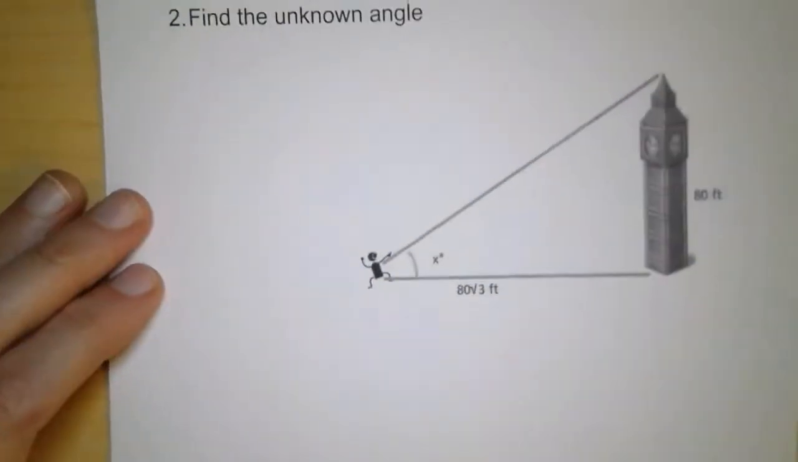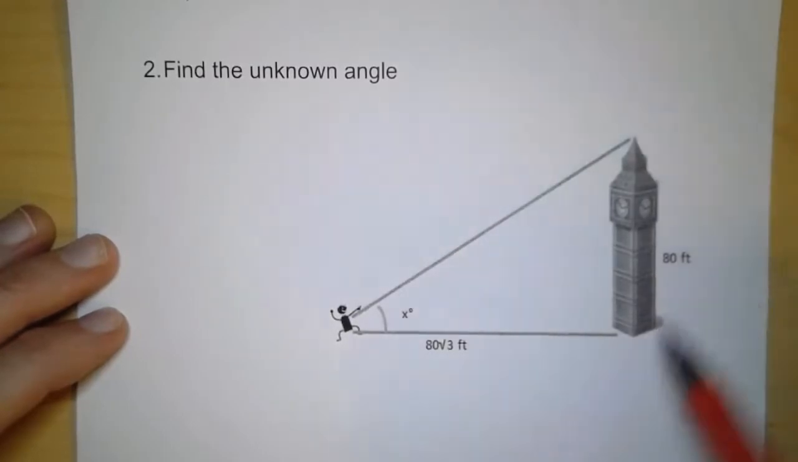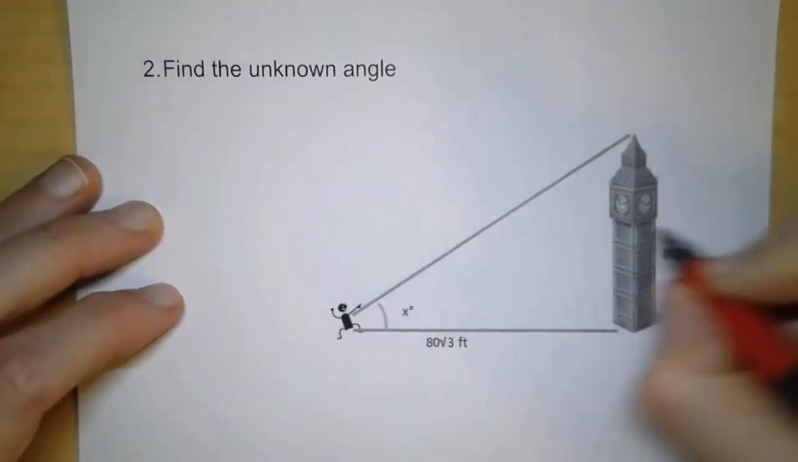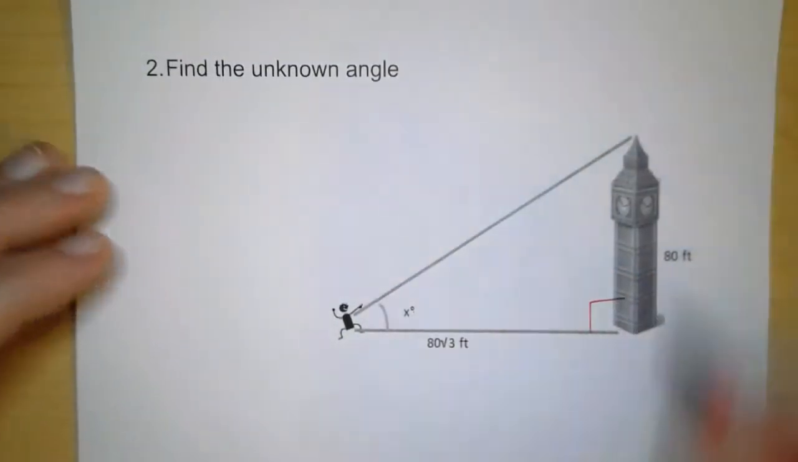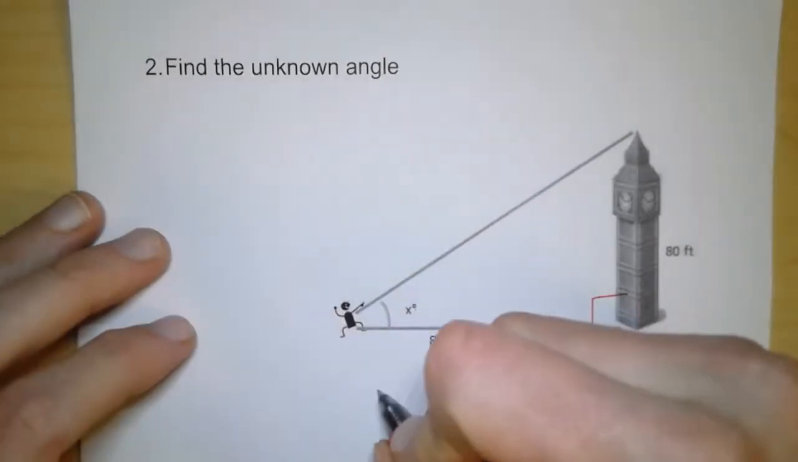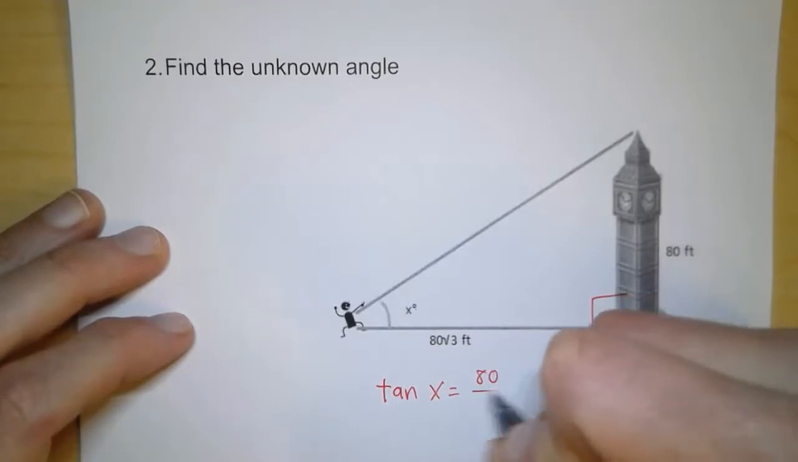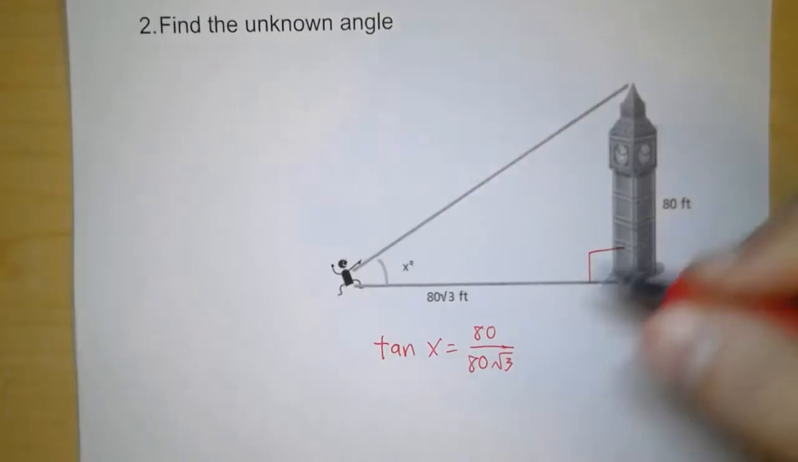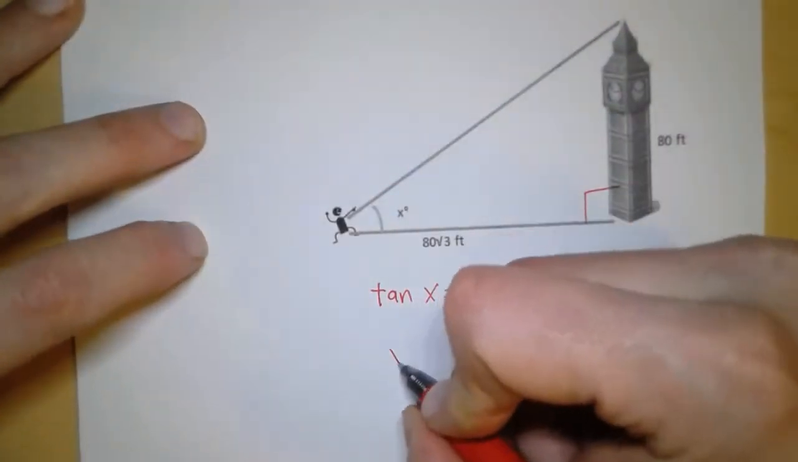So on the next example, here we're looking at the Big Ben clock tower, and we know it's 80 feet tall and we're standing 80 radical 3 feet away. So the question is, what is the angle? Well, we know that this is the opposite side, and this is the adjacent side because Big Ben stands at a right angle to the ground. So that means tangent of x is going to equal 80 over 80 radical 3. Now I'm going to leave radical 3 in the denominator because it's not going to be involved in our final answer. We're just going to type it into our calculator.